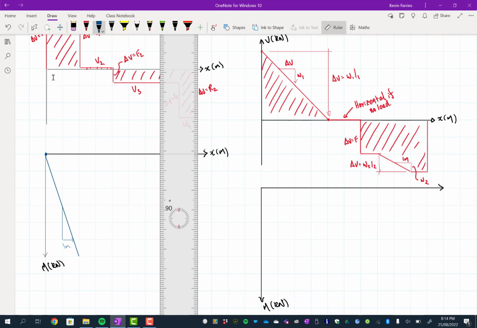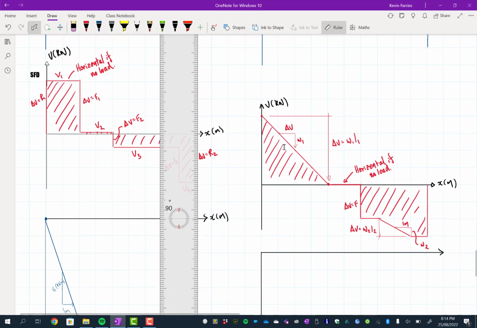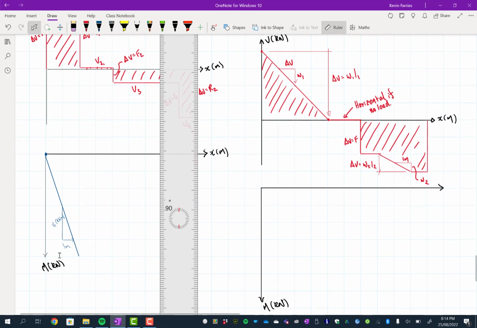And this would be V1 in kilonewton meters. So you times it by the length, the base. So it would be V1, but in kilonewton meters. So it would be like a moment. Okay. Then we do the same for the next bit.